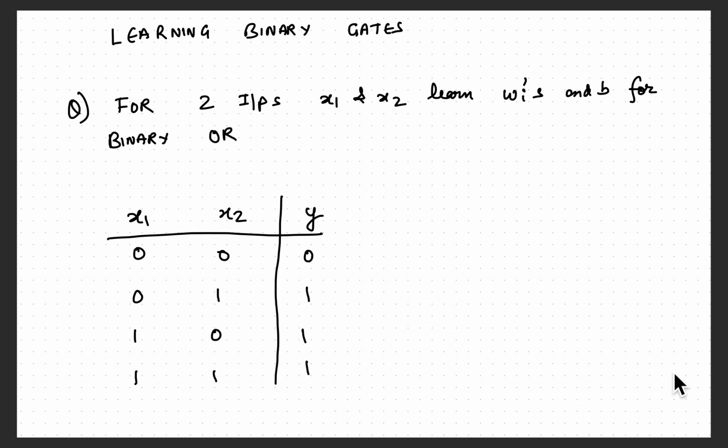Let's take another minute and try to learn the wi's and b for a binary OR. The truth table is now sort of flipped. Now the output is 0 only when both of the inputs are 0, otherwise it's a 1.